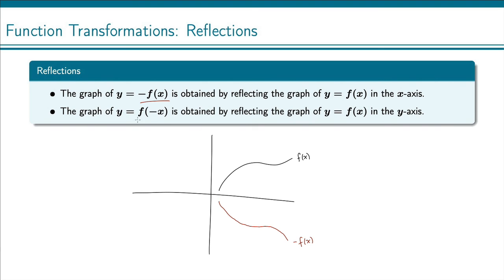And then if we wanted f of negative x, that's reflecting f of x in the y-axis. And so we would do that right there. This would be f of negative x.